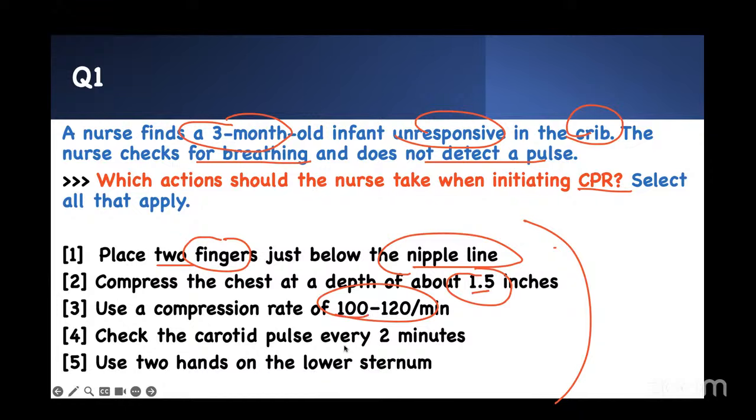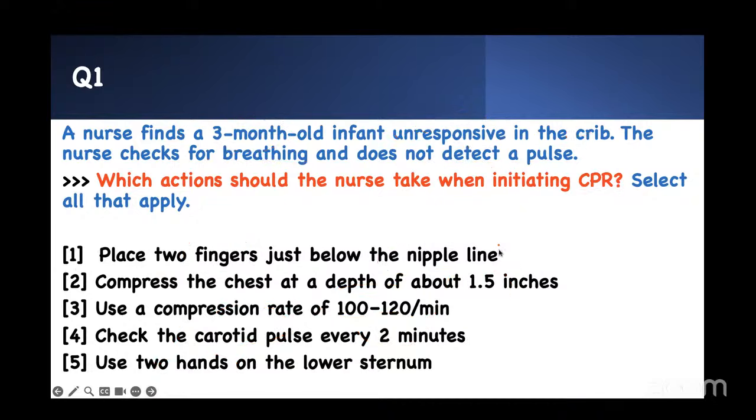It's appropriate. Compression rate, like I told you, 100 to 120 is good. Yes, we check pulses every 2 minutes during CPR to make sure the individual has a pulse, but the location is inappropriate. Cardiac pulse is not appropriate for what? A kid. Therefore, that's wrong. And I told you, don't use your hand. So I see the hand, I'm not picking it.